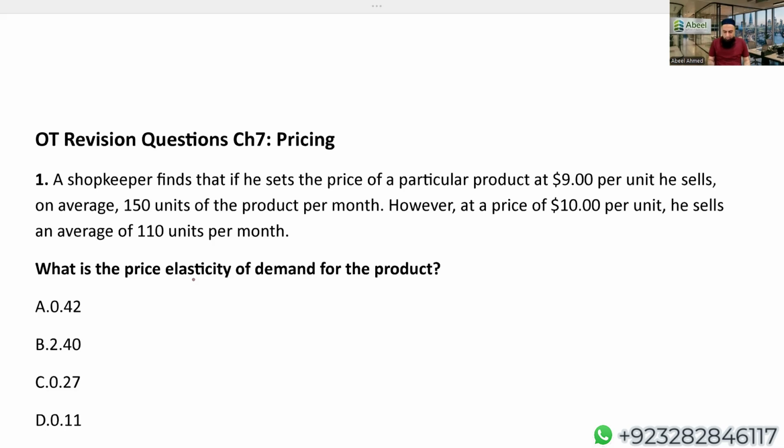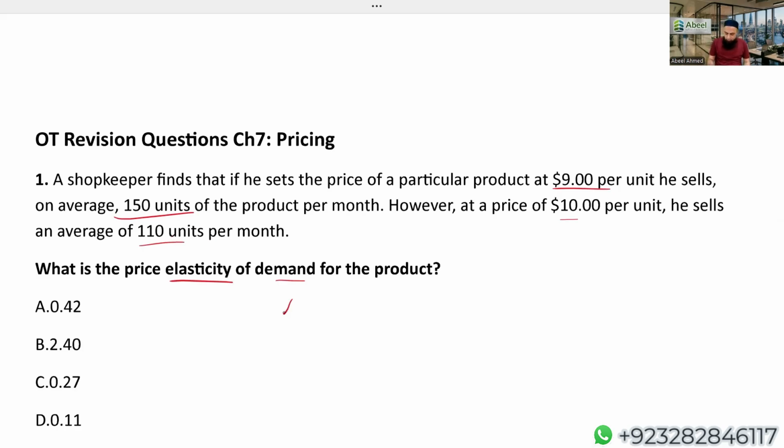What is the price elasticity of demand for the product? A shopkeeper sets the price of a particular product at $9 per unit. He sells on average 150 units. So at a price of $9, this shopkeeper can easily sell 150 units per month. However, at a price of $10, so simply, if you increase the price, by the law of demand, demand will reduce. He will sell 110 units per month.